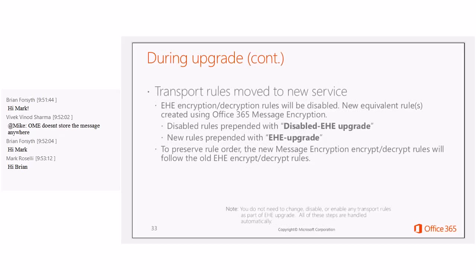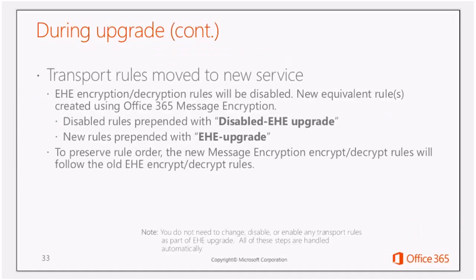All right, the other important thing is the existing transport rules that were created with the Exchange hosted encryption are transferred or moved over to the new service. In that process, the EHE encryption decryption rules are going to be disabled, and then the appropriate or equivalent Office 365 message encryption rules are created. Now you'll be able to distinguish the two because they're going to be prepended with one of those two messages. The old rules will be prepended with disabled-EHE-upgrade, and the new rules will all start with EHE-upgrade. So it'll be pretty easy to identify what they are.